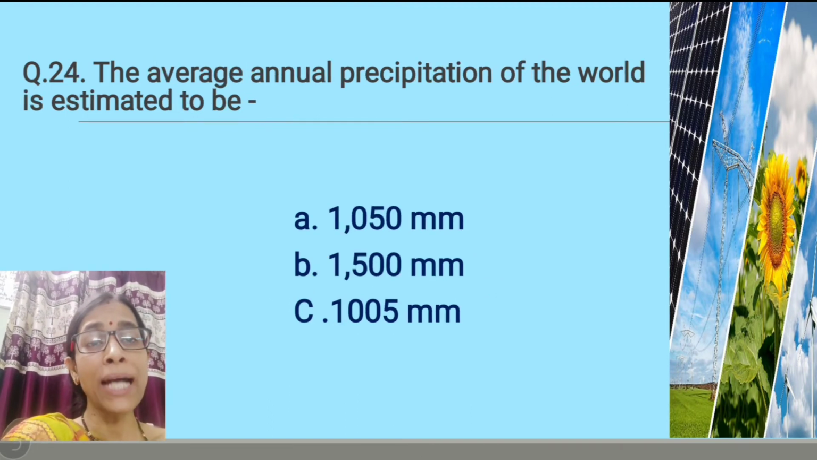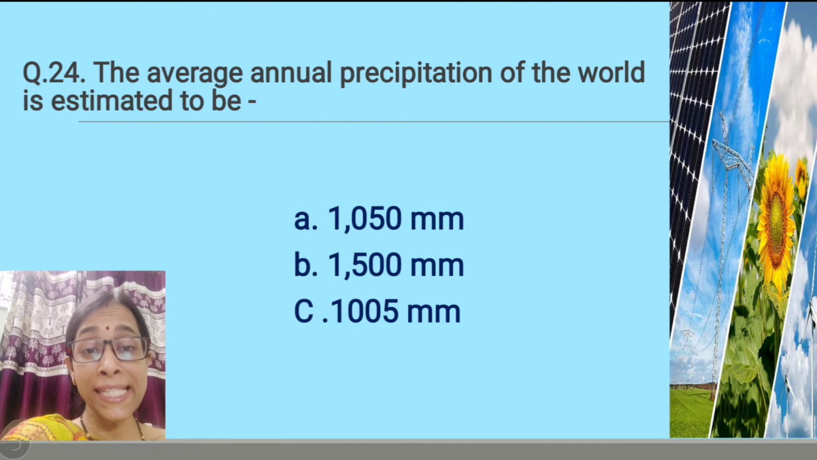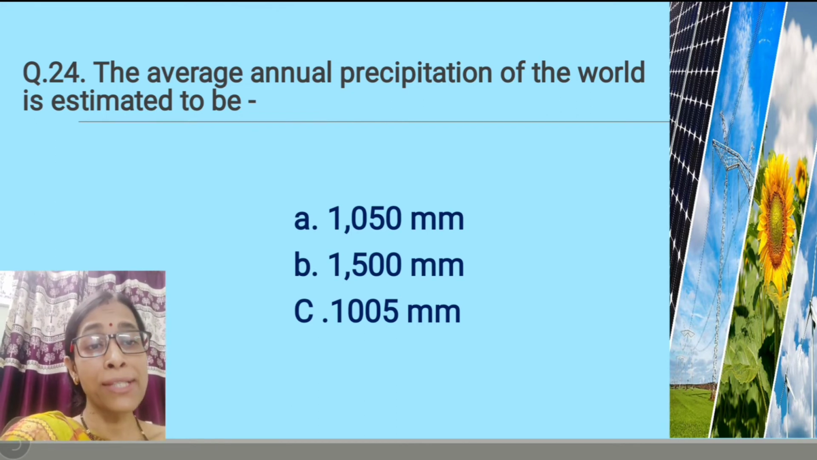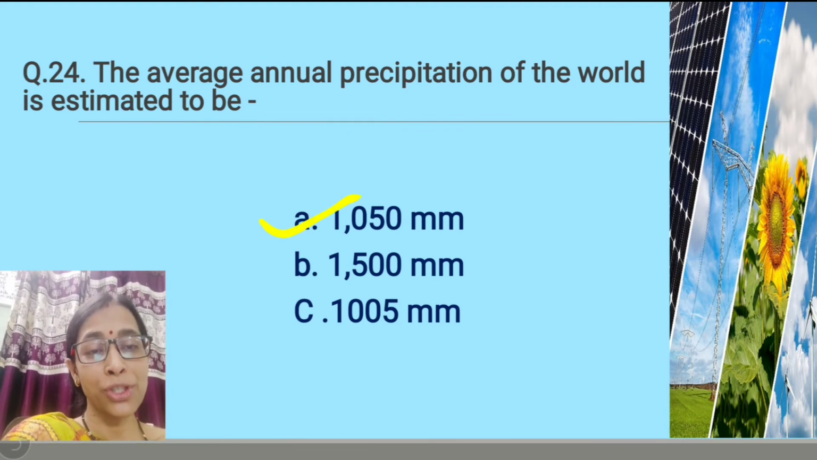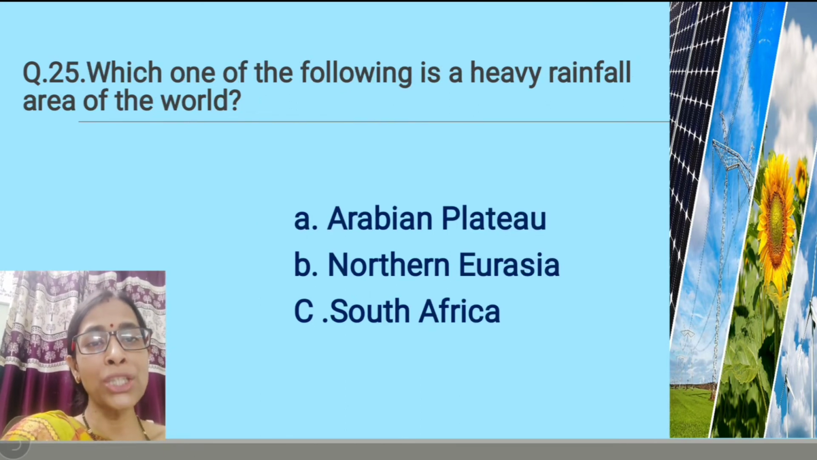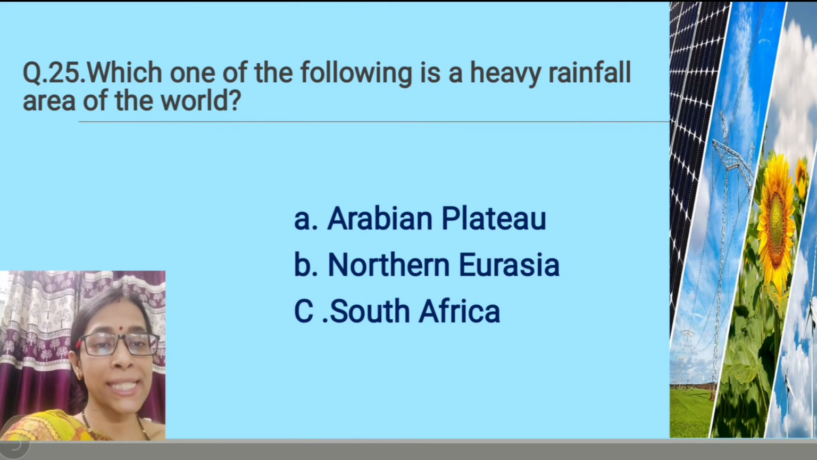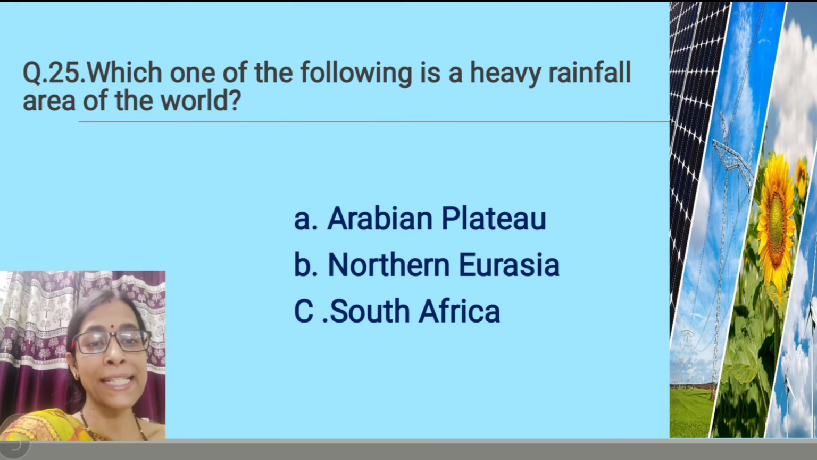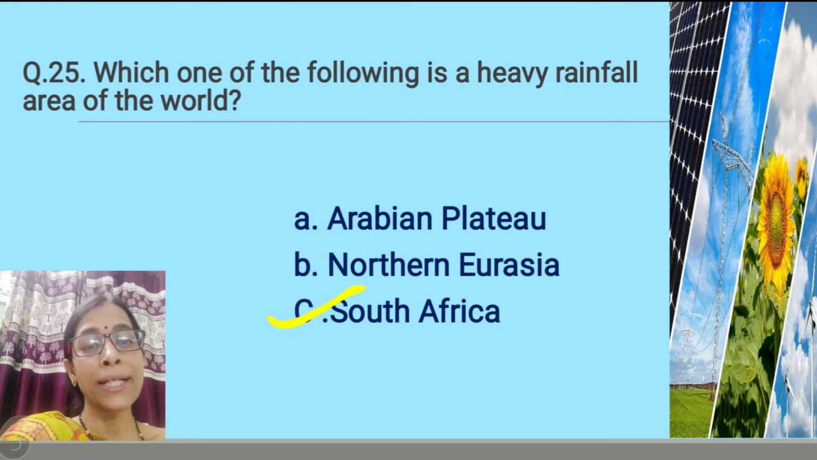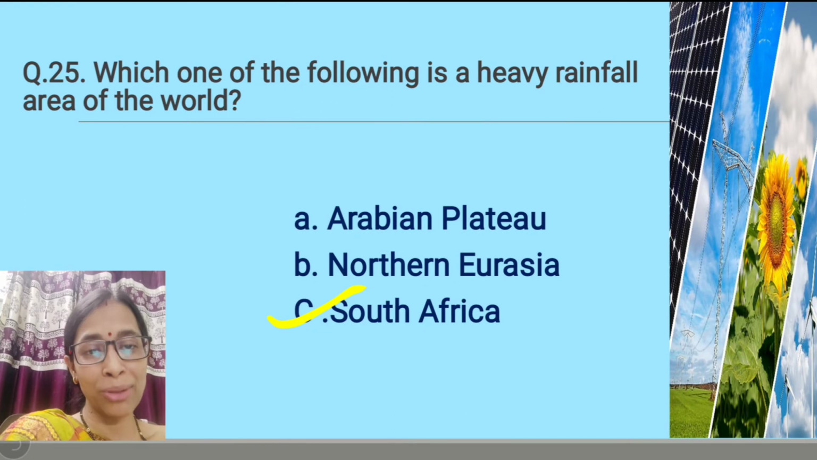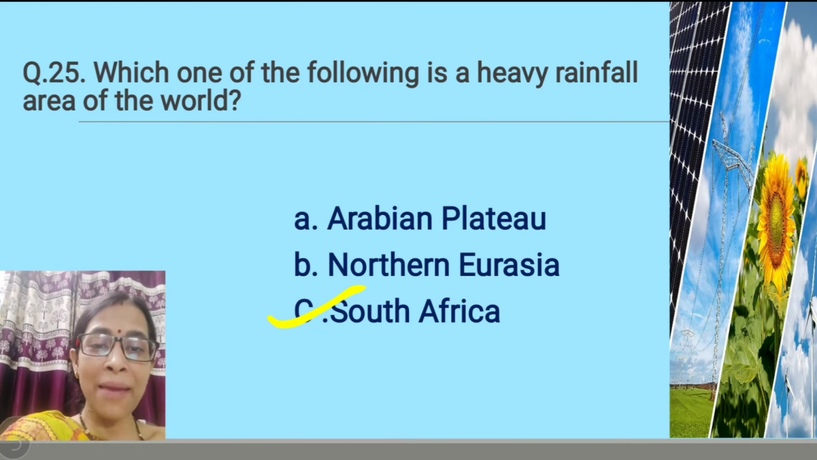Question number 24. The average annual precipitation of the world is estimated to be 1050 mm, 1500 mm, 1005 mm. The correct answer is option A, 1050 mm. Question number 25. Which one of the following is a heavy rainfall area of the world? Is it Arabian Plateau? Is it Northern Eurasia? Is it South Asia? The correct answer is South Asia. It is close to the equator. That's why it receives heavy rainfall.